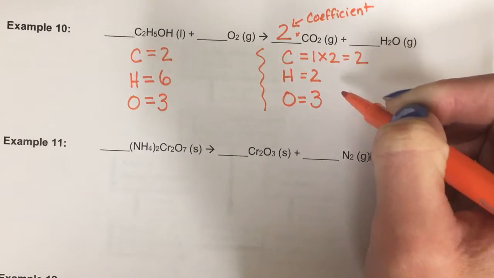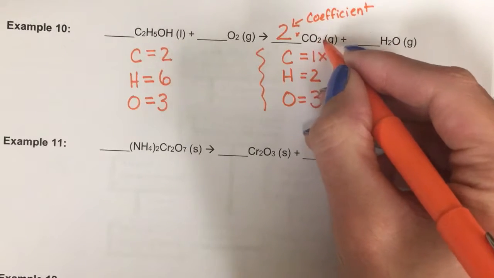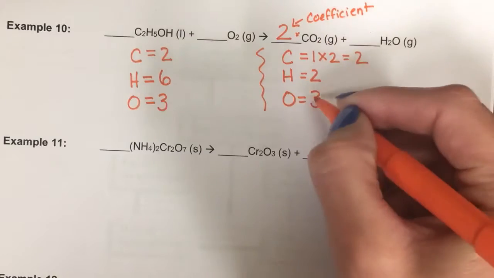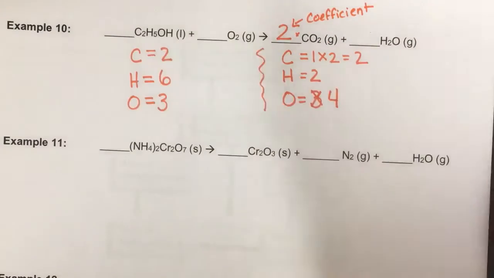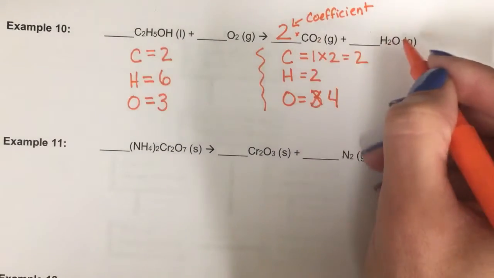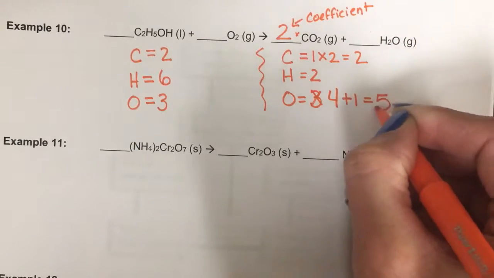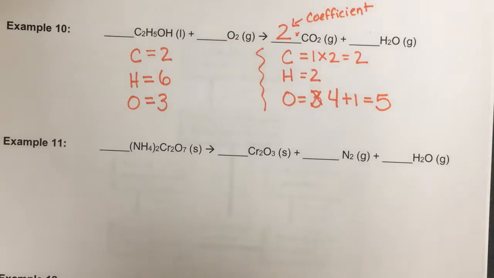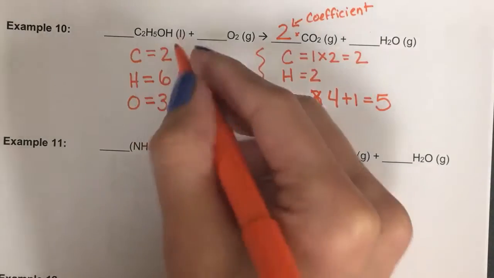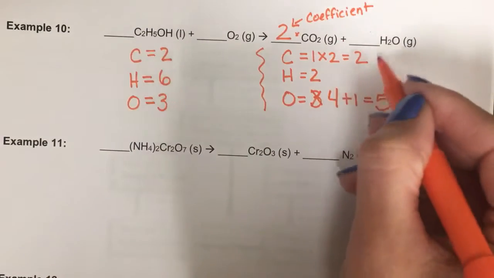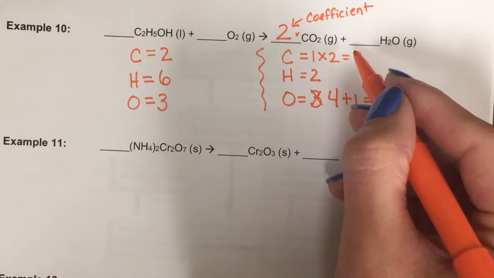So now, I originally had 1C, 2 times 1. I've got 2. I originally had 2 O's here. 2 times 2 is 4. But I still have this 1 O over here. So I have to keep track of that. My C's are okay now, so I'm going to move on.